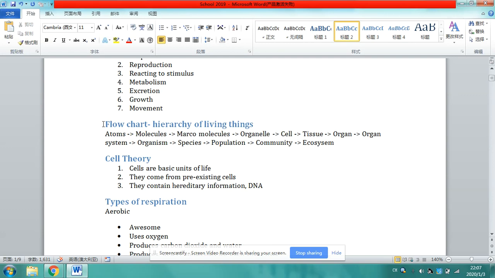Anyways, today I covered the hierarchy of living things and the cell theory. Both are important, very basic, very fundamental stuff for your biology. So keep these two in mind and remember the 13 of them.